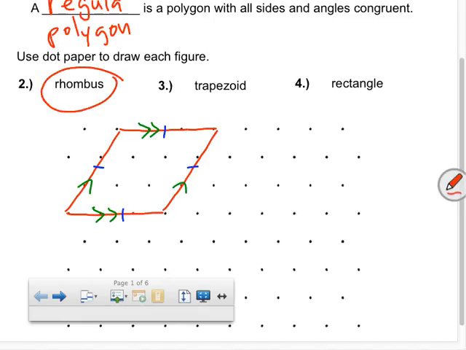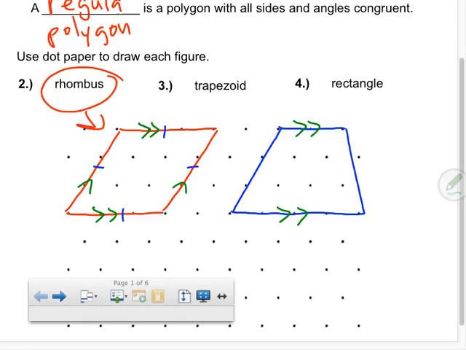So here's my rhombus. Okay, now I want to draw a trapezoid. Who can tell me what a trapezoid is? Jeremy, what's a trapezoid? It only has one pair of parallel sides. Nice. There's only one set of parallel sides. So I'll go ahead and draw a trapezoid. And if you notice, we have 2 sides that are parallel, and I'll go ahead and mark them right here. Okay, that is a trapezoid.